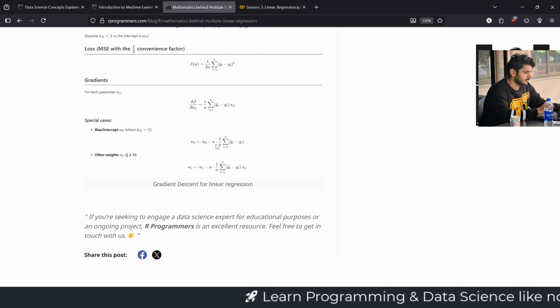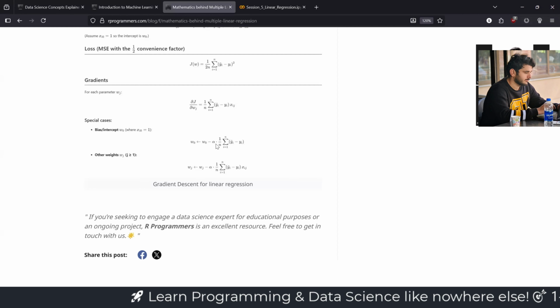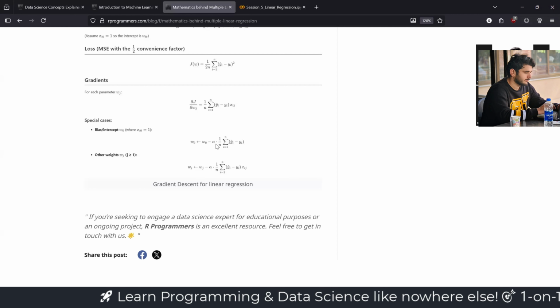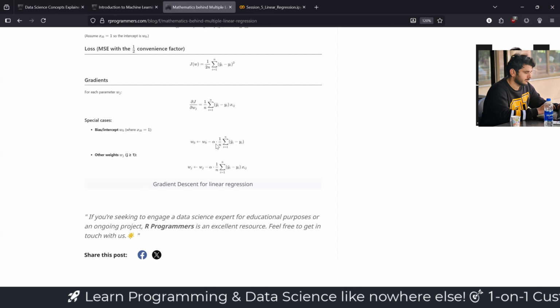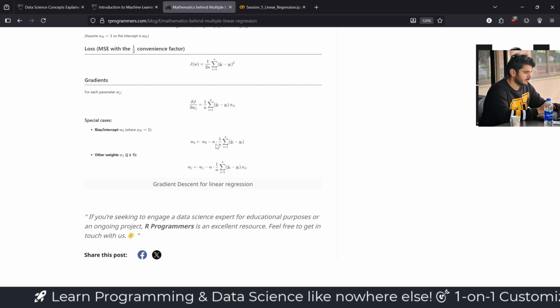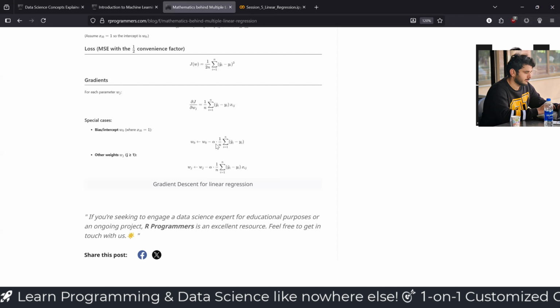So in simple words, we are trying to get the perfect W, the perfect beta naught and beta 1. That leads us to the perfect line that is closest to all the points. Got it?